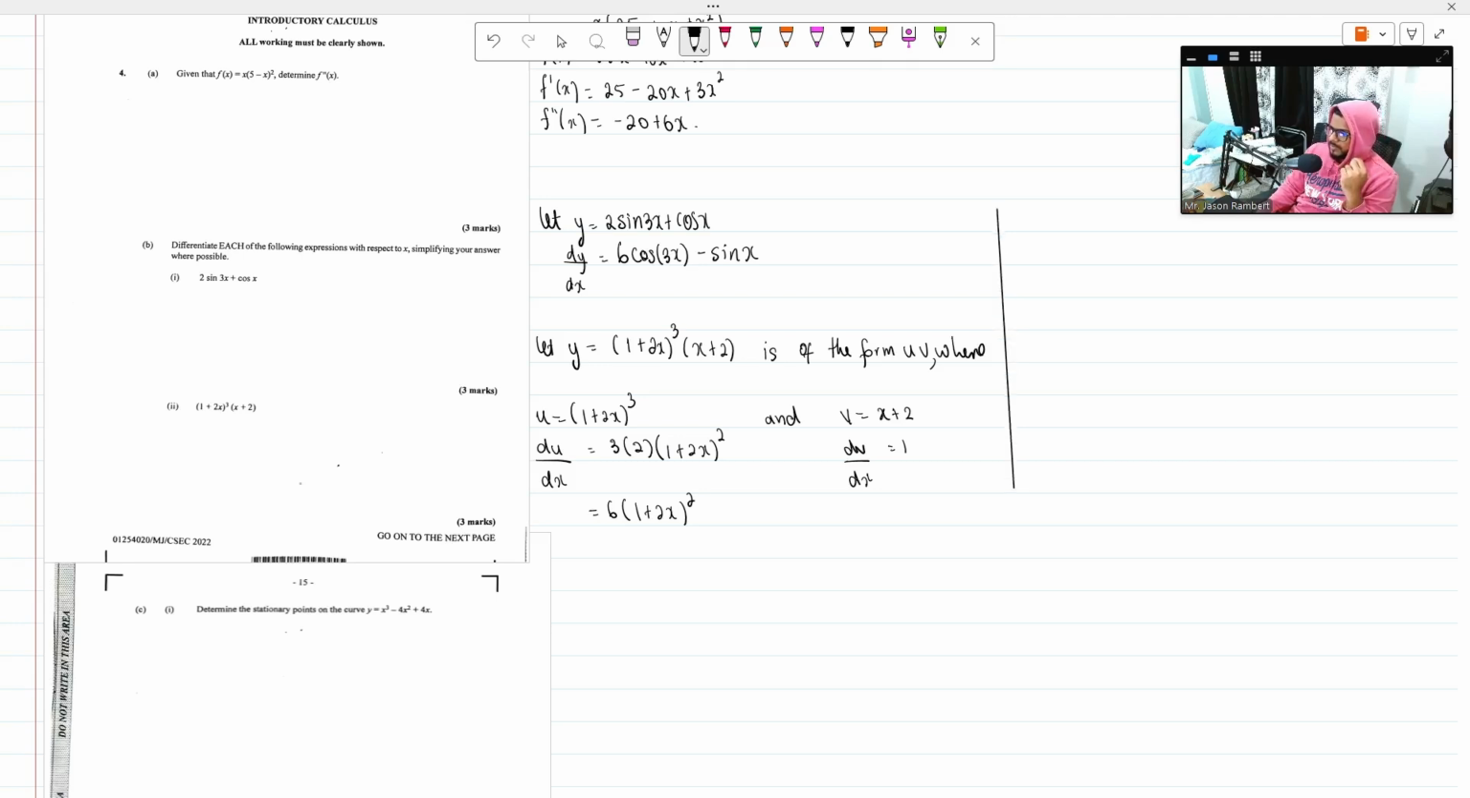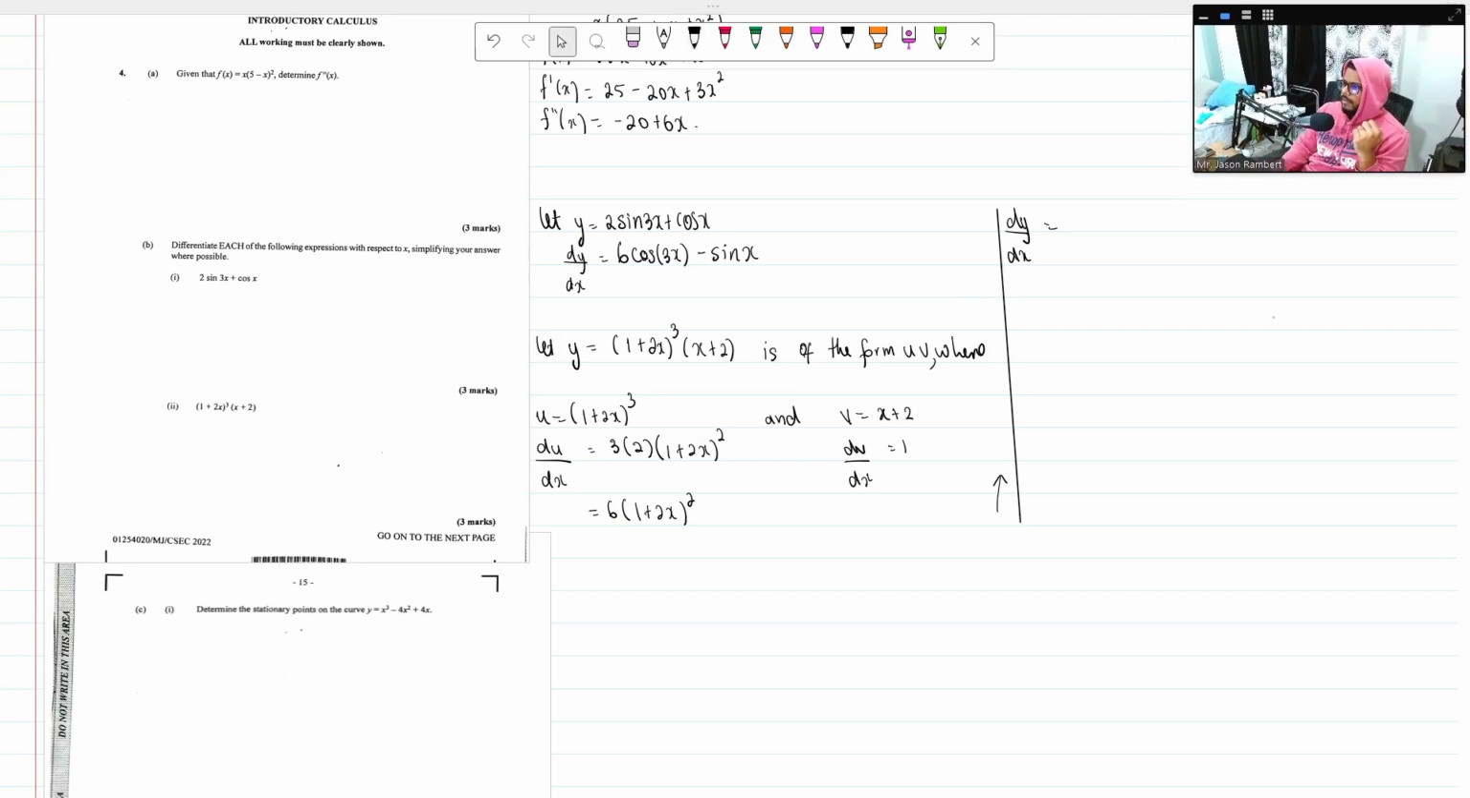Just to save myself some space and some hassle down the road, I'm going to say dy dx is equal to v times du dx plus u times dv dx. This is my product rule.